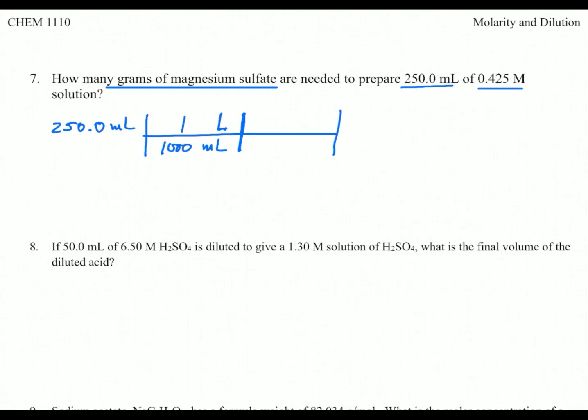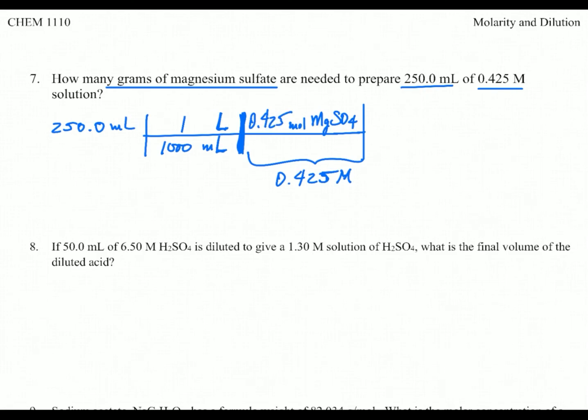Next, we're going to use that molarity, and we're going to go from moles, and in this case it is magnesium sulfate, which is MgSO4. If you've got your nomenclature down, then you know what I'm talking about there. If not, you need to go practice that right now. Again, this is using the molarity that it says is 0.425 molar. That means it's 0.425 moles for every 1 liter of solution.